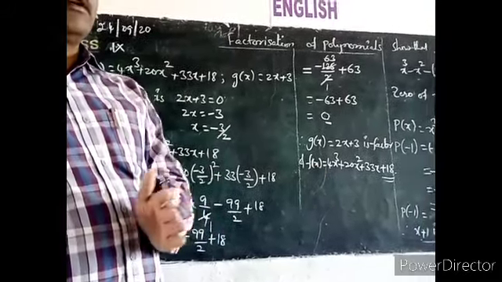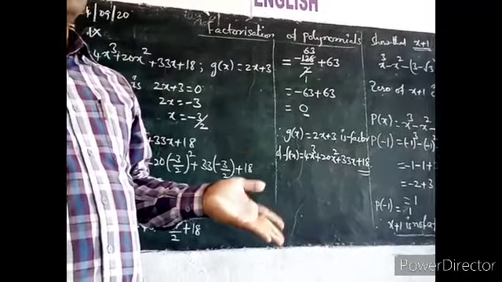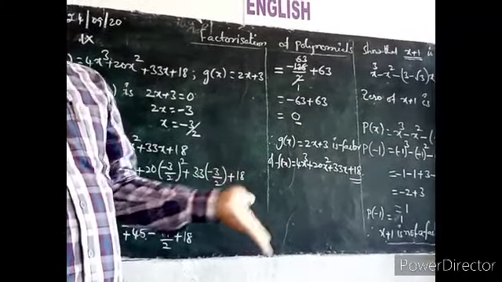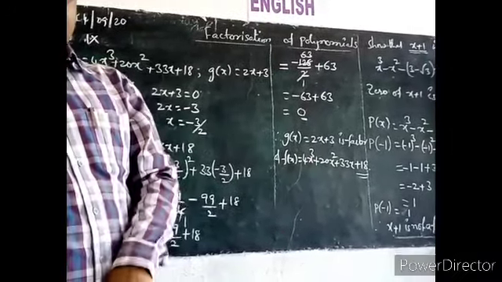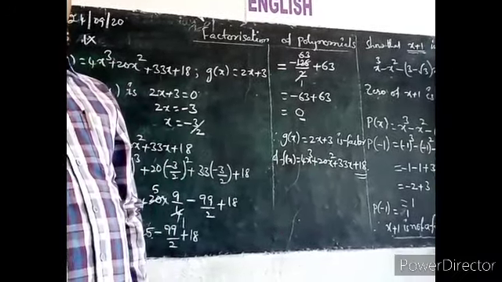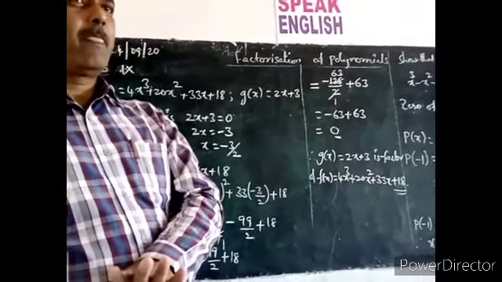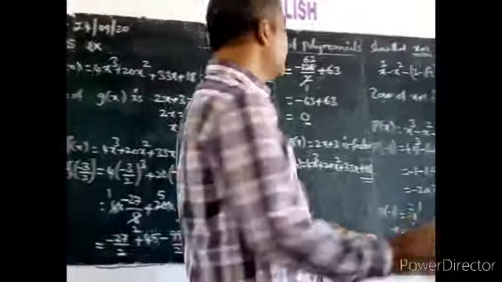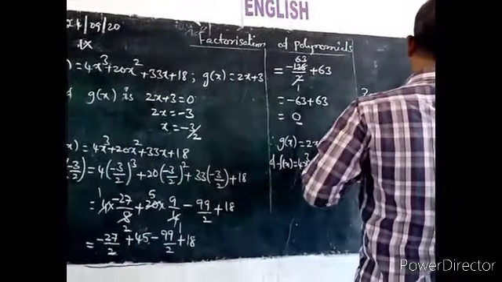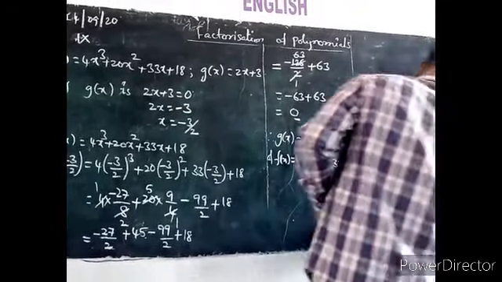So find p of 2. If it is 0, it is a factor. If it is not 0, it is not a factor. Next, go for x plus 3. x plus 3 is 0, so x equals minus 3. Now again, find p of minus 3. I am just giving you a hint. You should solve that. Okay?